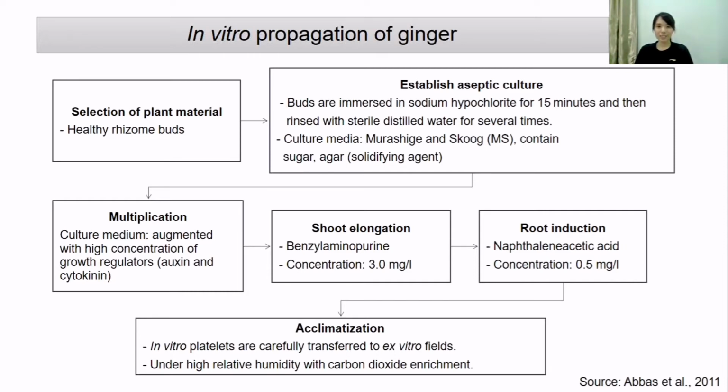After transplanting, the in vitro plantlets are acclimatized under high relative humidity with carbon dioxide enrichment to produce plantlets with vigorous shoot and root system.